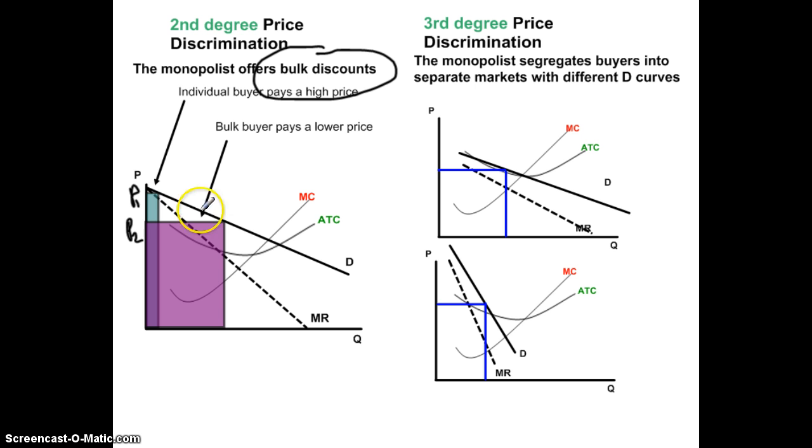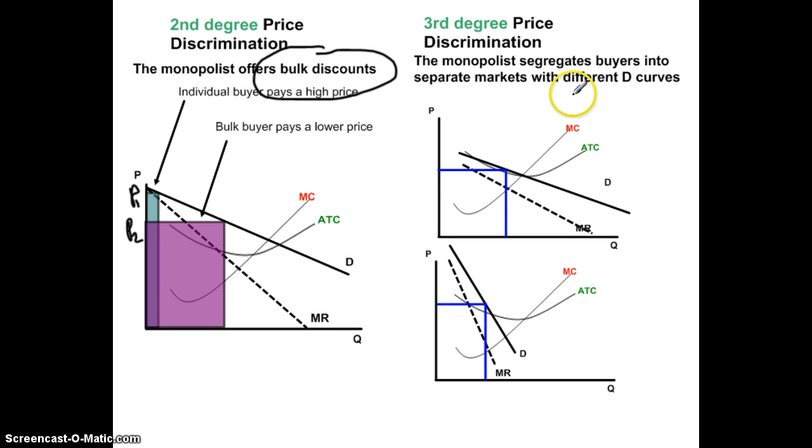chop the market into two segments. People who, for example, want to buy gum by the individual pack, and people who are willing to buy 3 packs of gum at a time. The people who are willing to buy more at a time get a little bit lower price. And this is sort of the principle of Sam's Club and Costco.